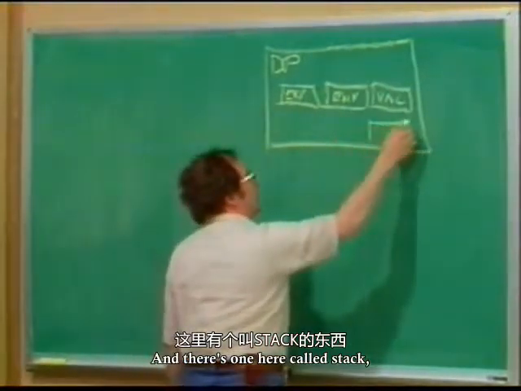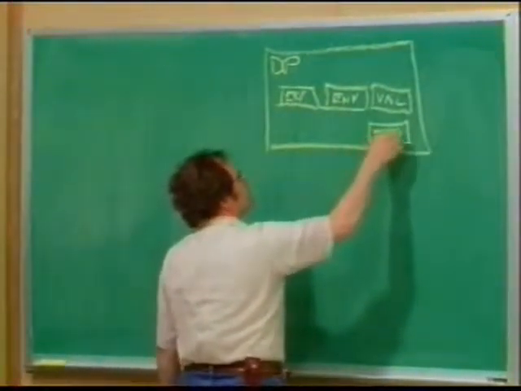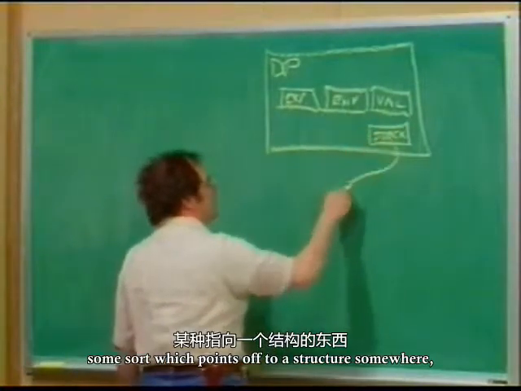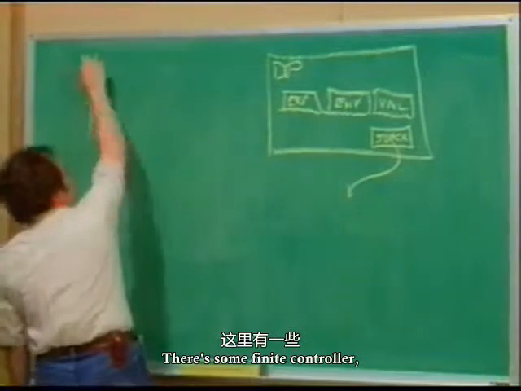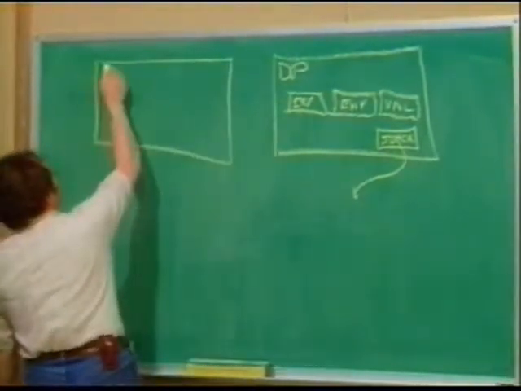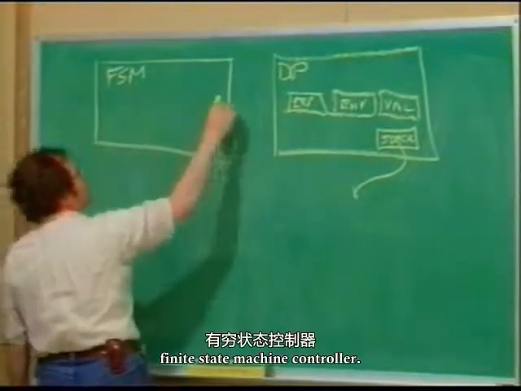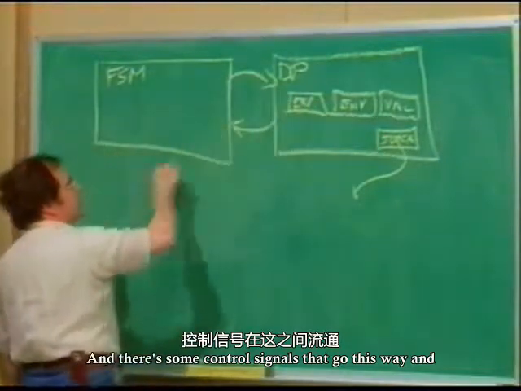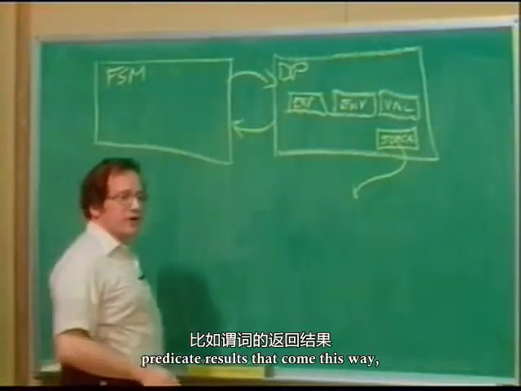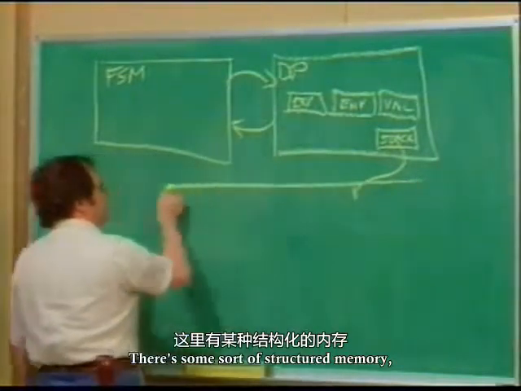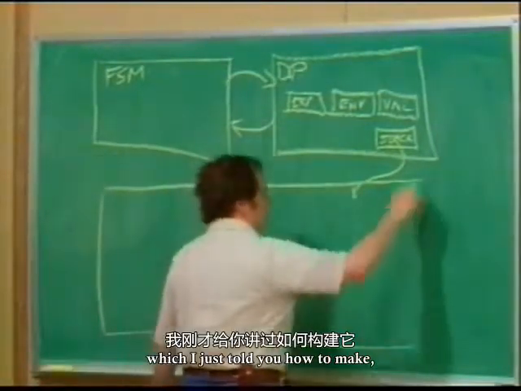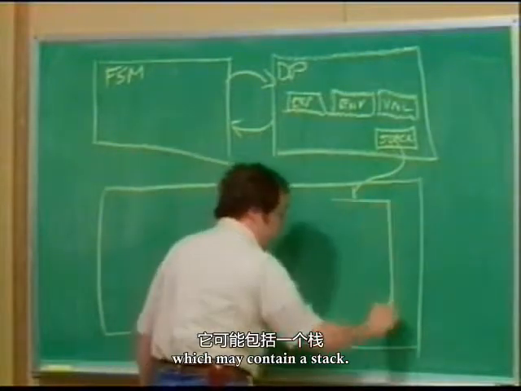And there's one here called a stack, some sort, which points off to a structure somewhere, which is the stack, and we'll worry about that in a second. There's some finite controller, finite state machine controller, and there's some control signals that go this way, and predicate results that come this way. Not the interesting part. There's some sort of structured memory, which I just told you how to make, which may contain a stack.